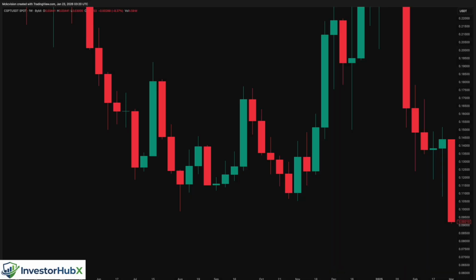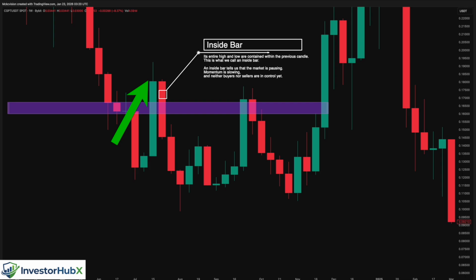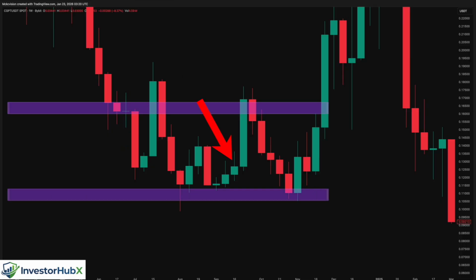This is Chain GPT on the weekly time frame. Notice how price experiences multiple rejections in this area, turning it into a clear zone of interest. As price moves up into this zone, observe this candle closely. Its entire high and low are contained within the previous candle. This is what we call an inside bar. An inside bar tells us that the market is pausing. Momentum is slowing, and neither buyers nor sellers are in control yet. Shortly after, price reverses from this area, showing how this pause occurred at a key level.